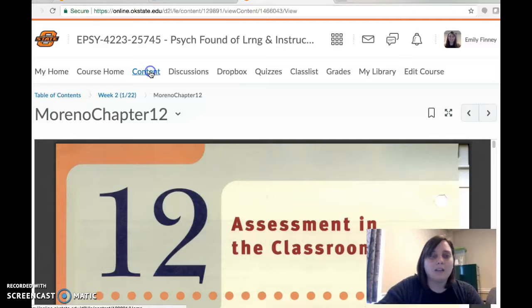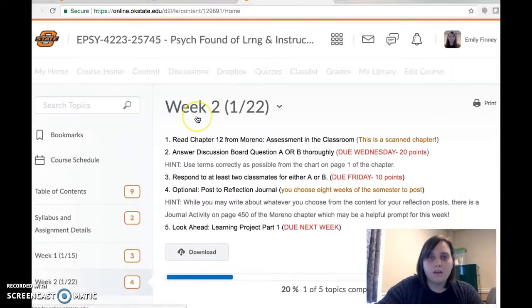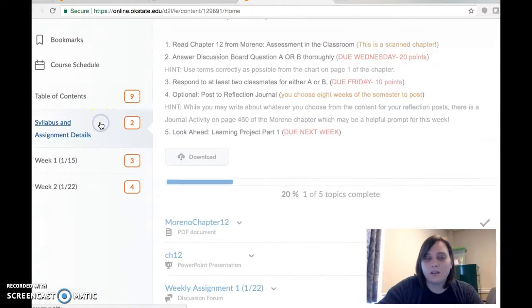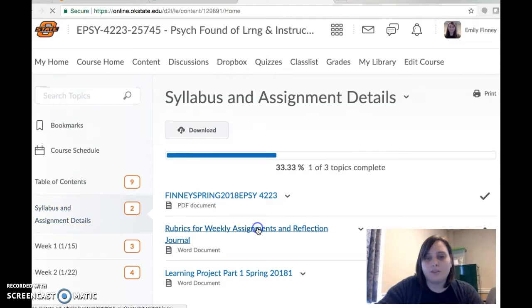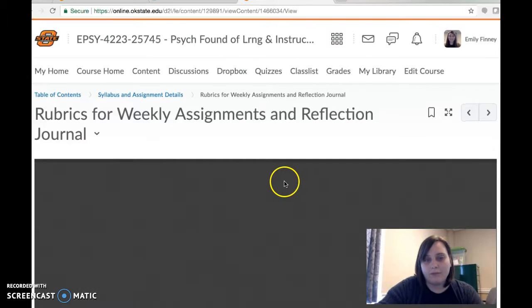If you go back to content, sorry, my computer's being slow. If you go back to content, there's a rubric for weekly assignments and reflections.